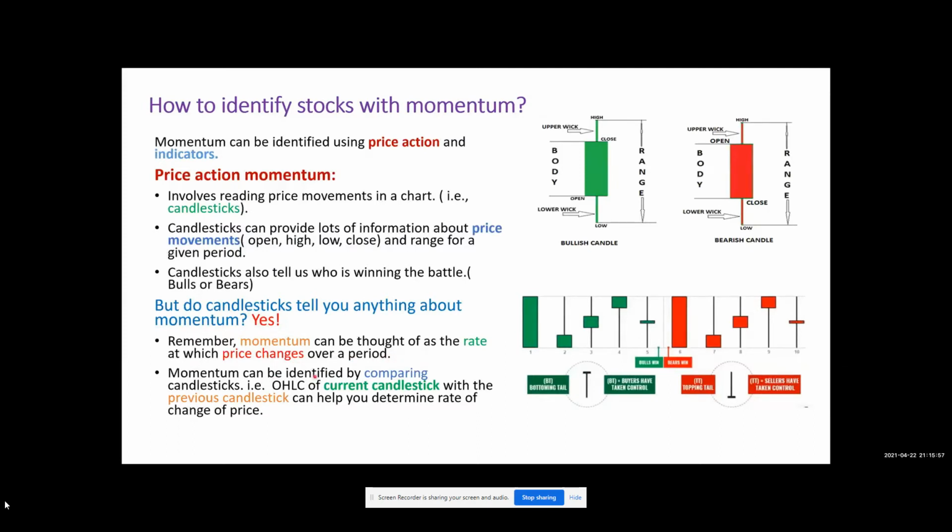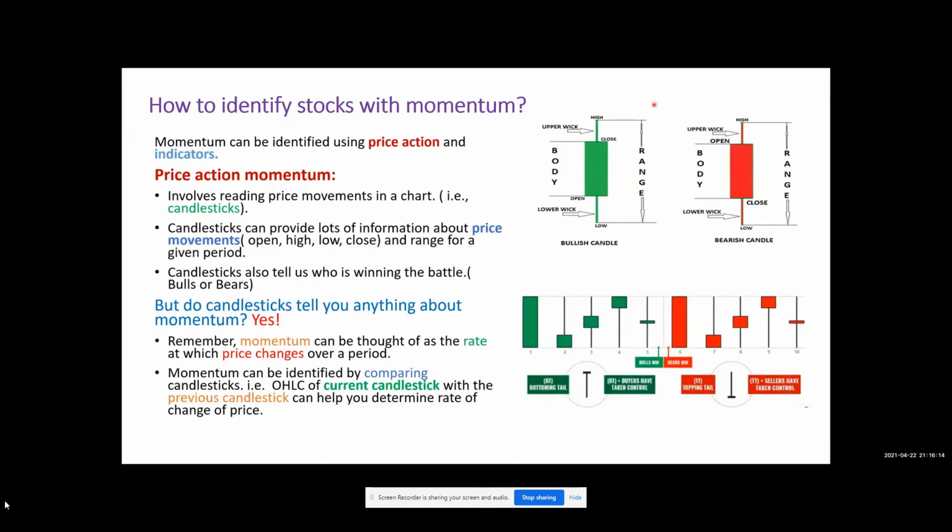Thus, momentum can be identified by comparing candlesticks. The open, high, low, and close of the current candlestick compared with the previous candlestick can help you determine the rate of change of price. So let's take a look at this candle. The candle opened here, set a low here, went as high as here, and then closed here.